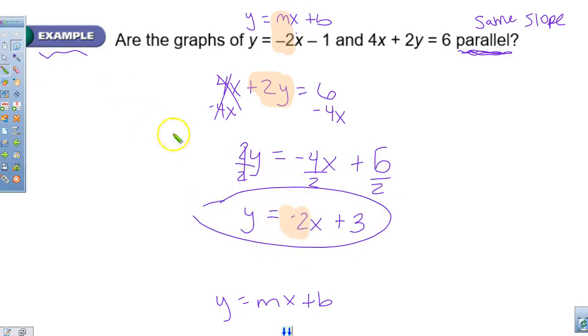And I can see now that it's in slope-intercept form that my slope here is negative 2. My slope up here is negative 2. So to answer the question, are the graphs of the lines parallel? The answer is yes, they are parallel to one another.